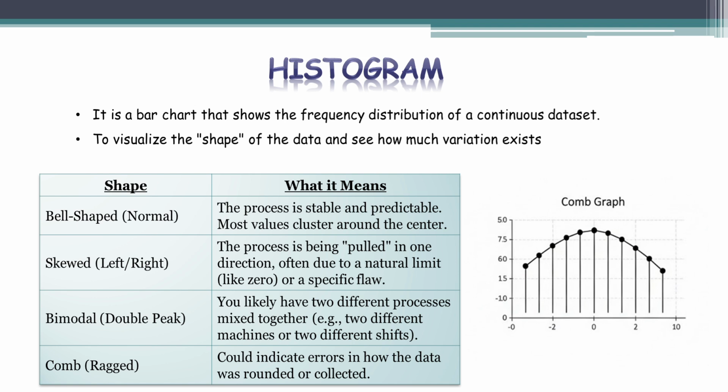Next is comb chart, that is zigzag or tall and short. It shows the error in a measurement due to rounding off the values in data collections and so on.